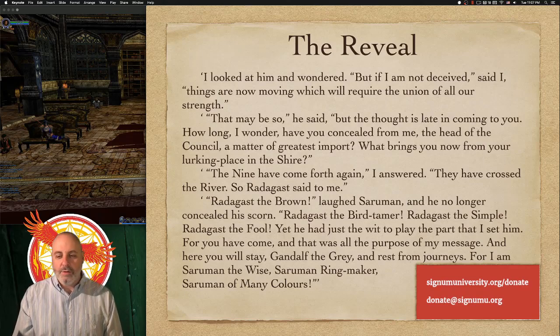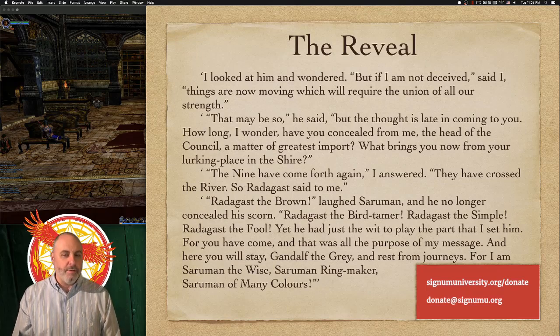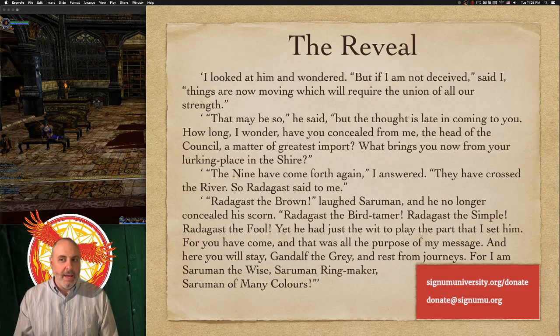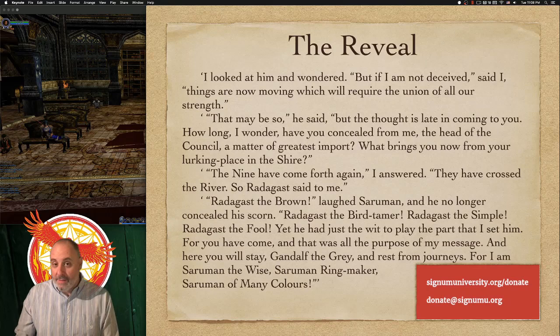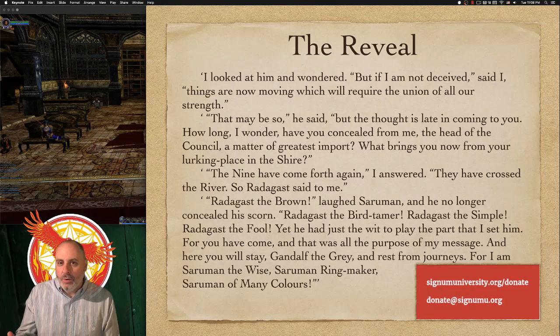The Nine have come forth again. They have crossed the river. Well, yes, that's what coming forth means in this context, right? But he repeats the thing to sort of underscore its significance. The Nine have come forth again. They have crossed the river. Like they're approaching. They're on their way. They're coming here. They're on their way here. Right? I mean, right? That's what I was told.